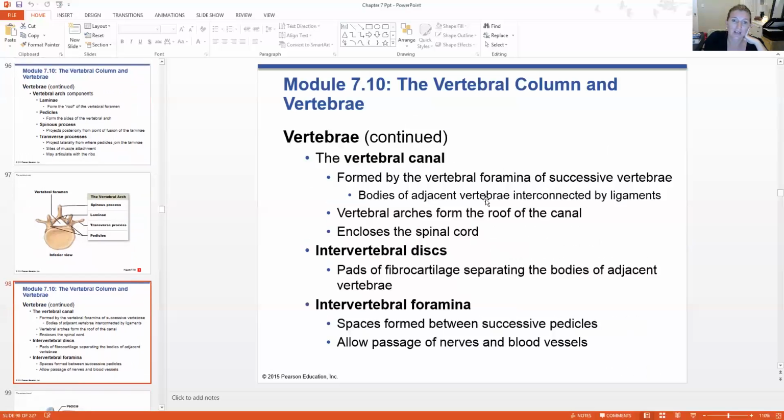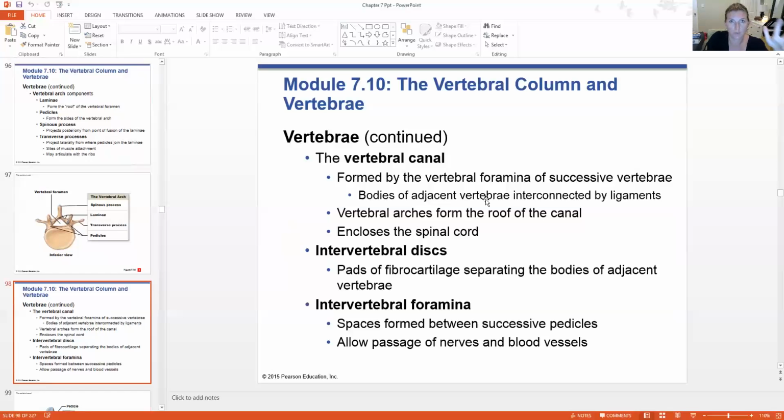The vertebral canal is where the spinal cord will be found. The intervertebral discs are the fibrocartilage pads that are separating each vertebrae from one another, and the intervertebral foramen is the space in between the successive pedicles or in between the processes.